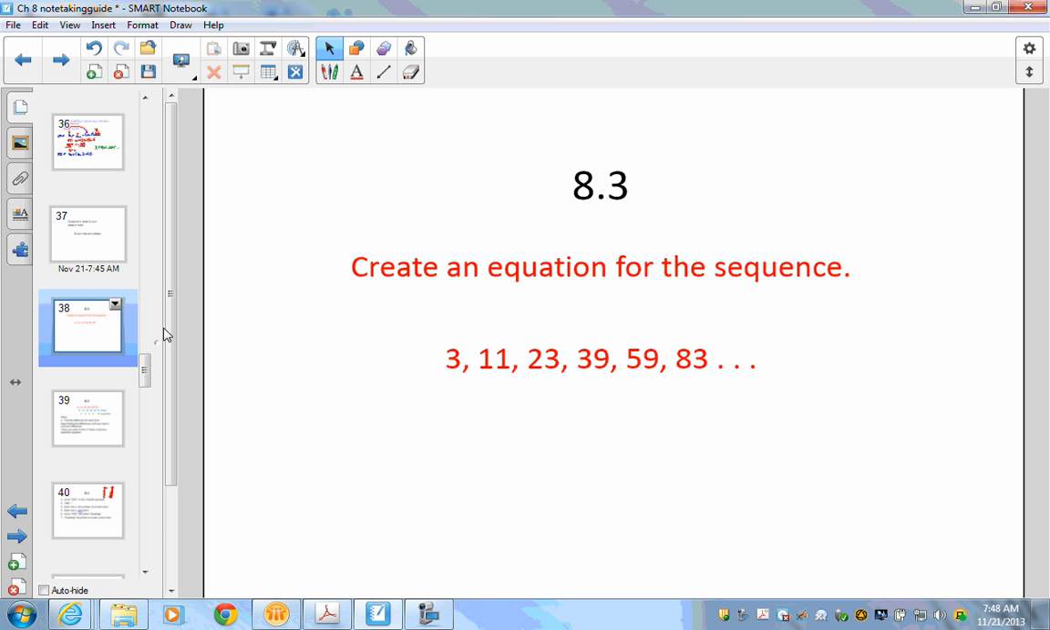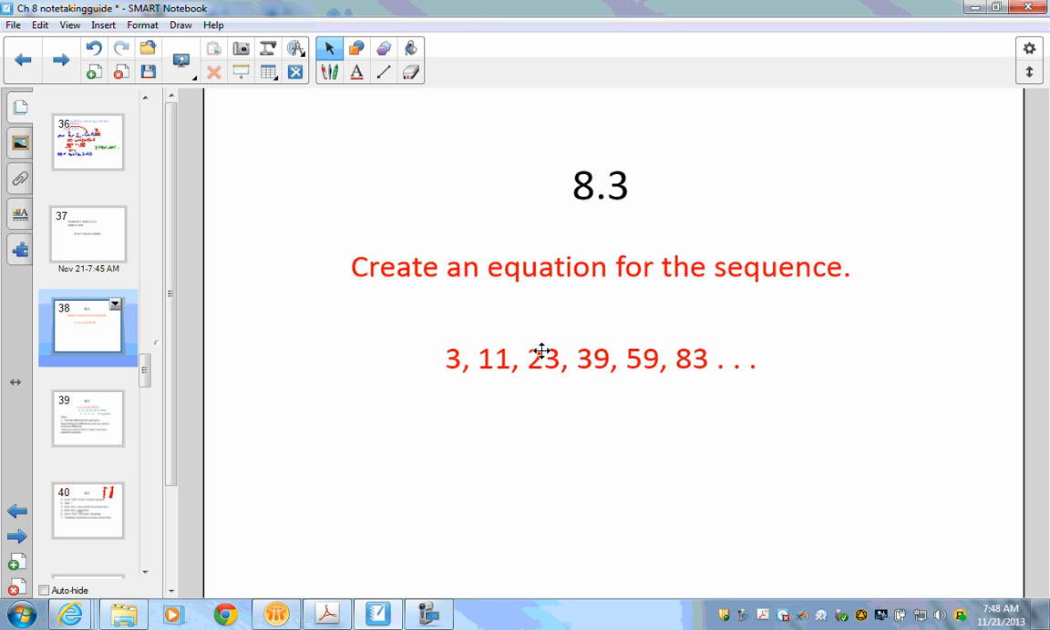Create an equation for the sequence. We have 3, 11, 23, 39, 59, 83. You can read it. Now, the first thing you need to figure out is, is this an arithmetic sequence or is this a geometric sequence? Meaning, if it's an arithmetic sequence, am I adding something consistently to each term to get to the next term? And the answer is no. 3 to 11 is 8, and then 11 to 23 is 12. All right, that's already gone.